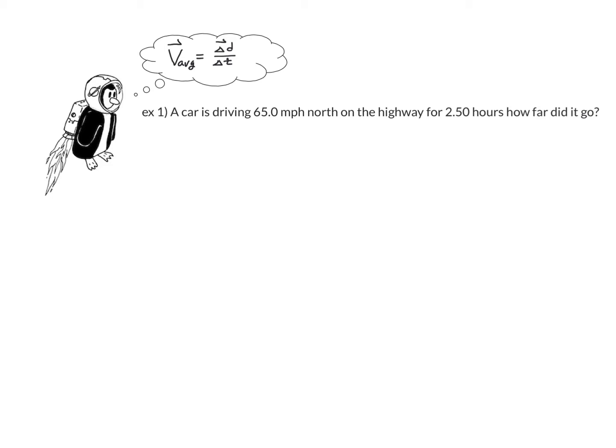Example 1. We have a car driving at 65.0 miles per hour north on the highway, and it does this for 2.50 hours, and we want to know, how far did it go? The problem gives us the average velocity of 65 miles per hour. It also tells us how long we were driving. In this case, delta T is going to be 2.50 hours. Using our equation, we know that 65.0 miles per hour is going to be equal to the change in distance, all divided by 2.50 hours.